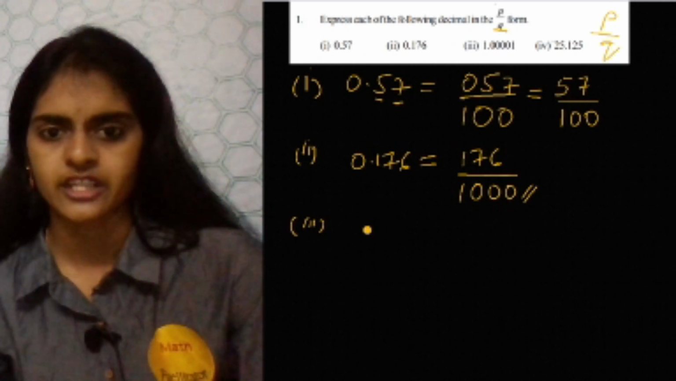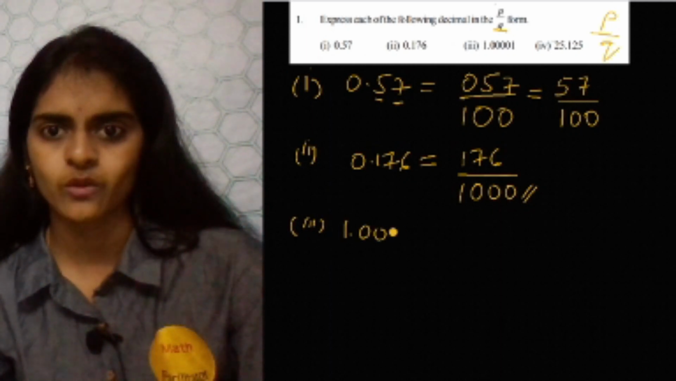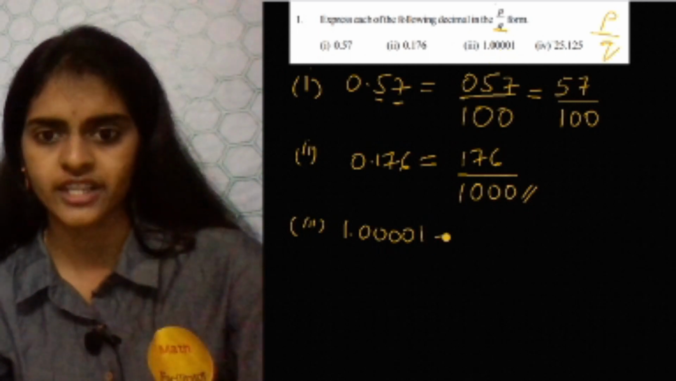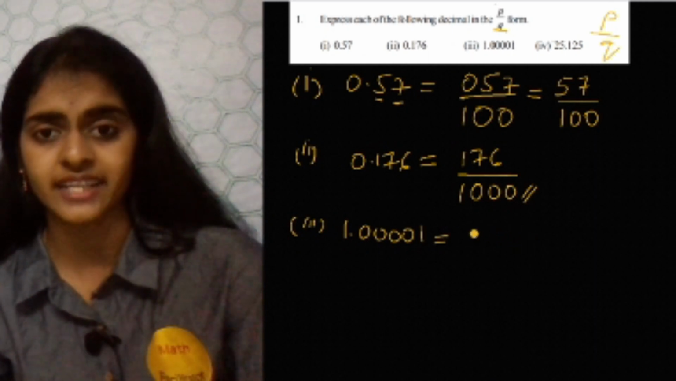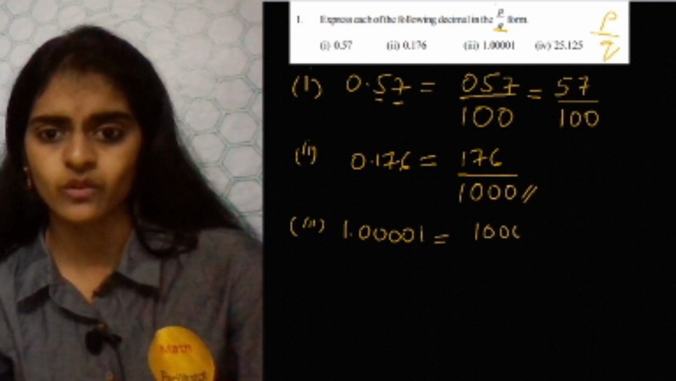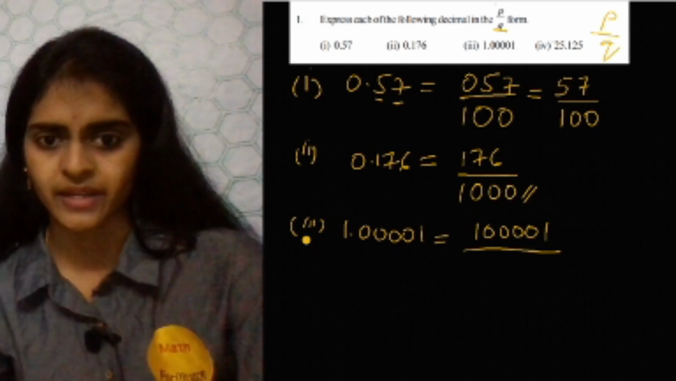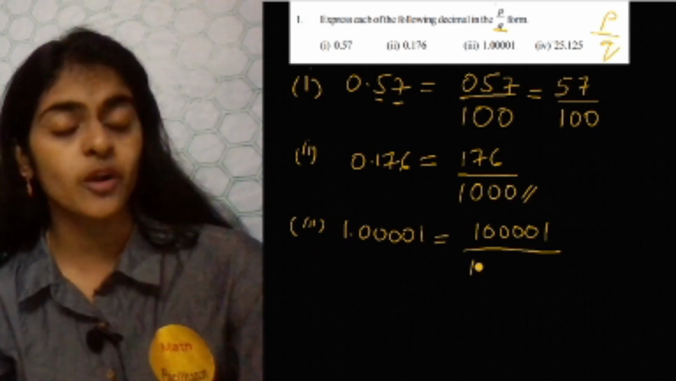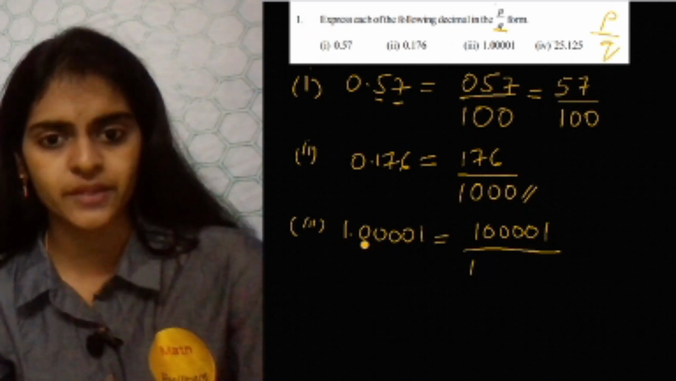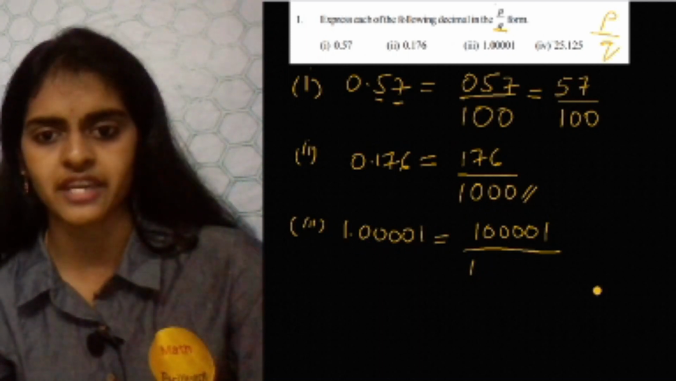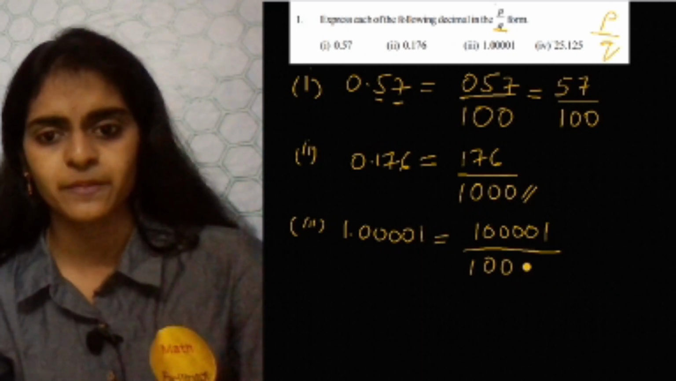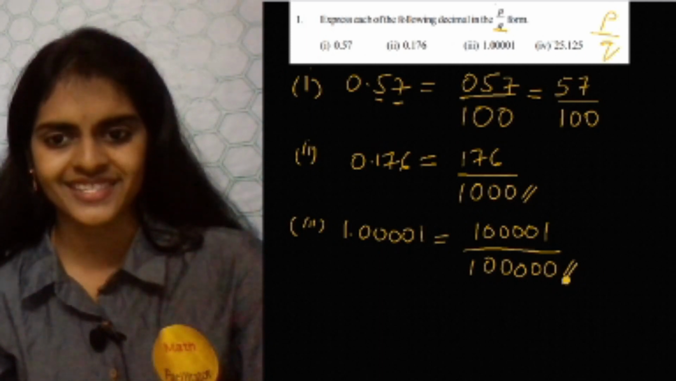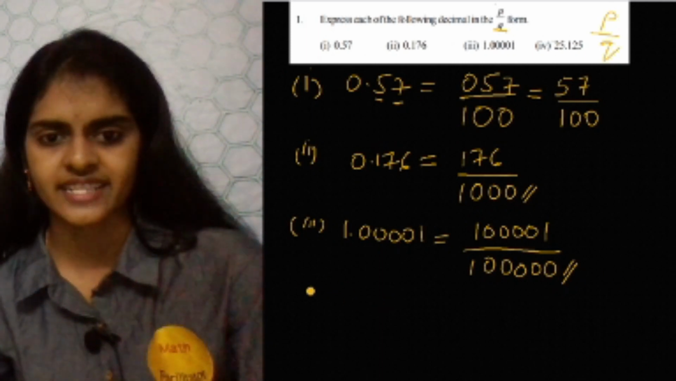So see the next one. Third bit, you have 1.00001. Okay, how many zeros? 4 zeros and 1. Here you have to write the entire number, 100001, without the decimal point. Now divided by 1 along with how many zeros? Just count the decimal places. How many are there? 1, 2, 3, 4, 5. So you will write 5 zeros here. Clear? So this is the answer. Very simple, right?